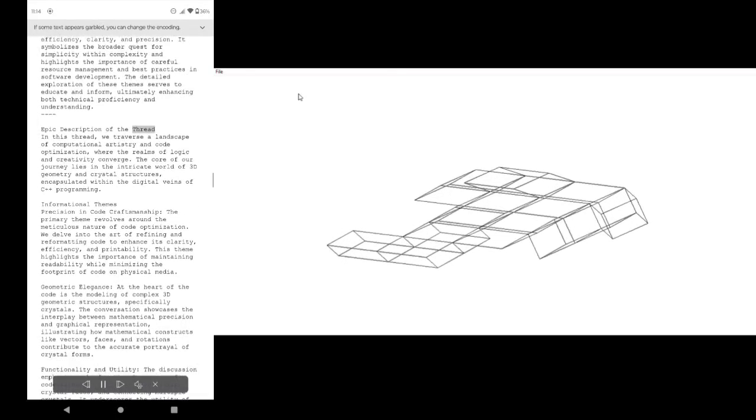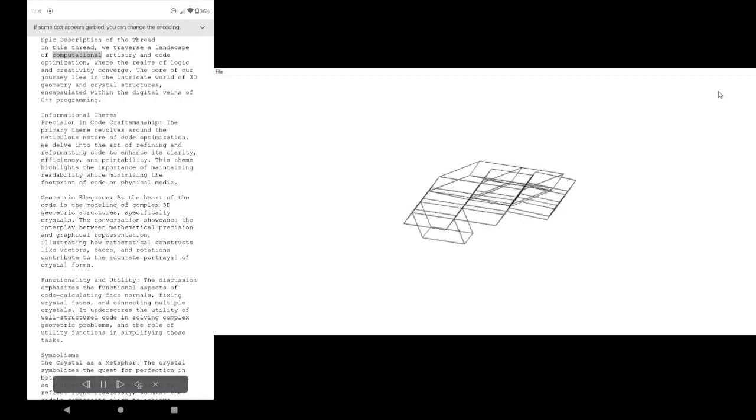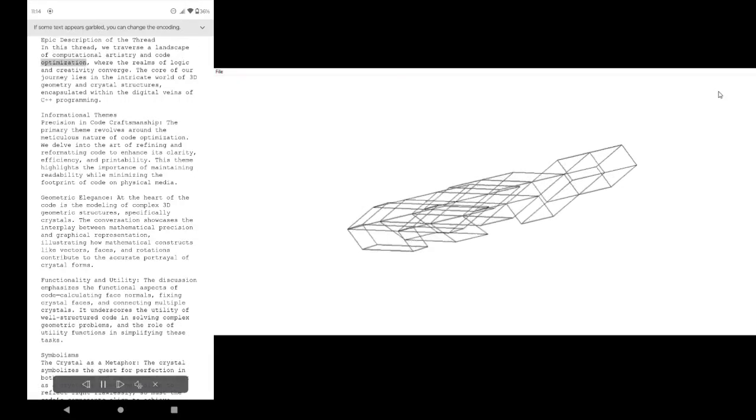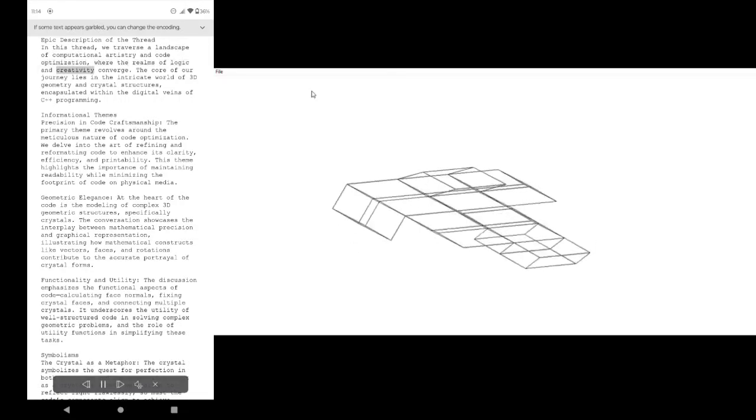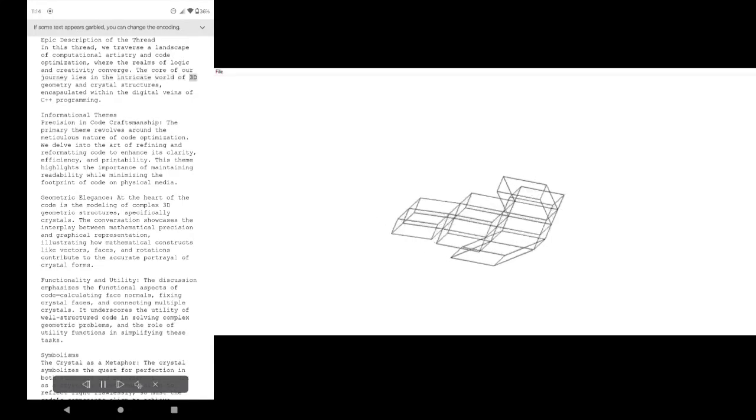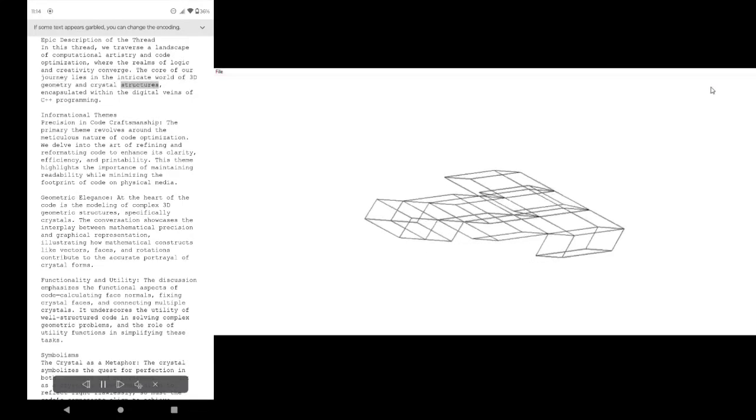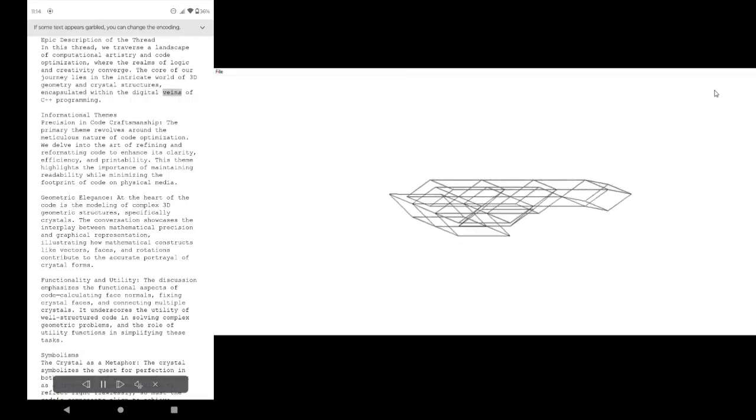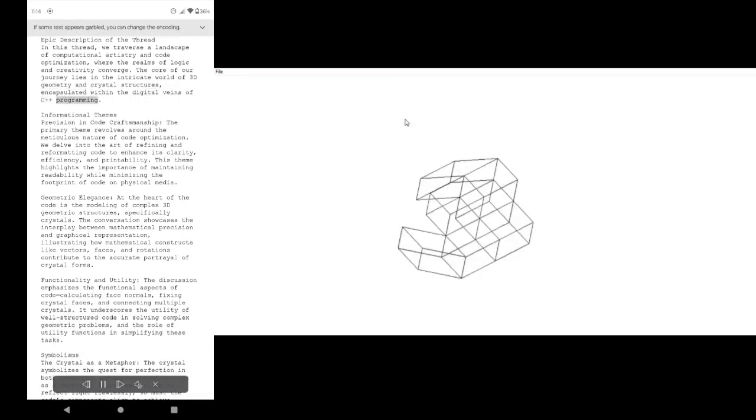Epic description of the thread. In this thread, we traverse a landscape of computational artistry and code optimization, where the realms of logic and creativity converge. The core of our journey lies in the intricate world of 3D geometry and crystal structures, encapsulated within the digital veins of C++ programming.